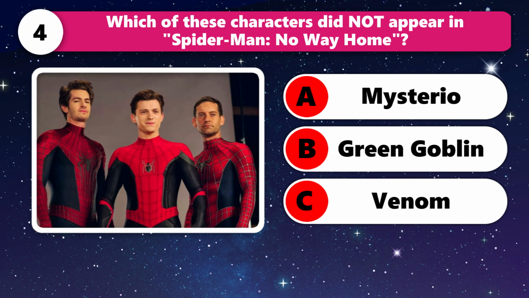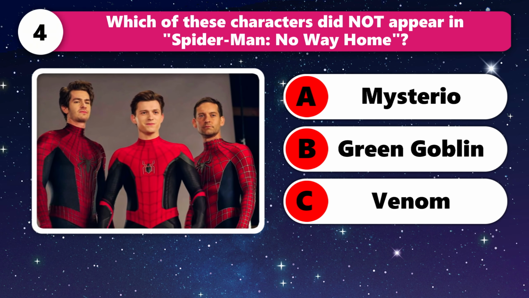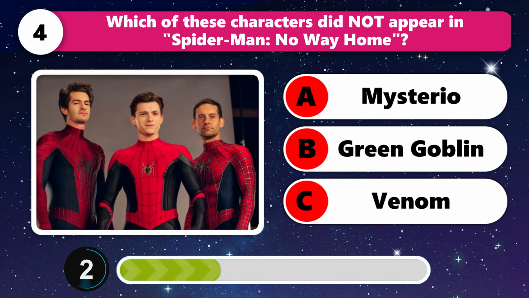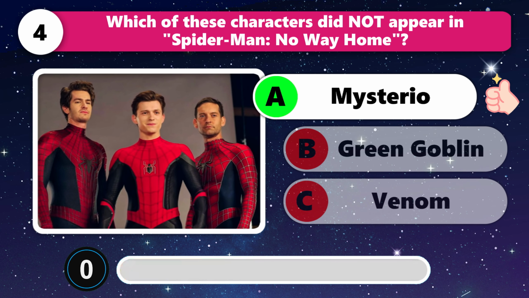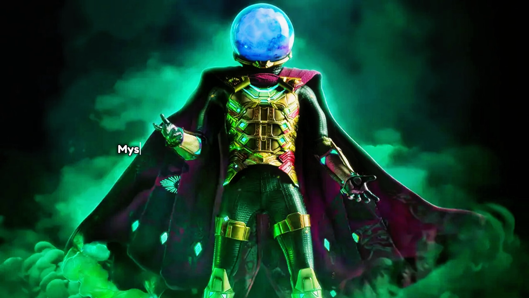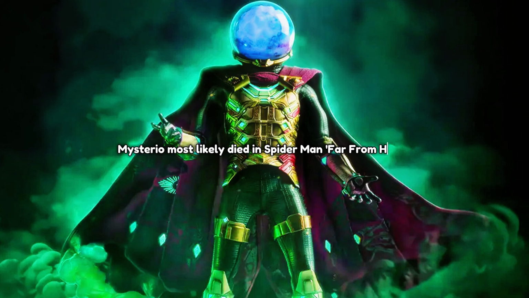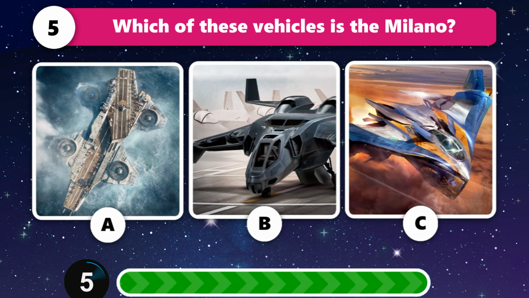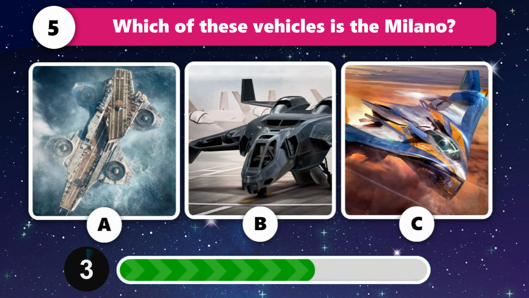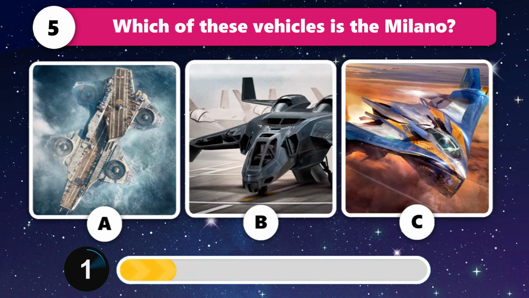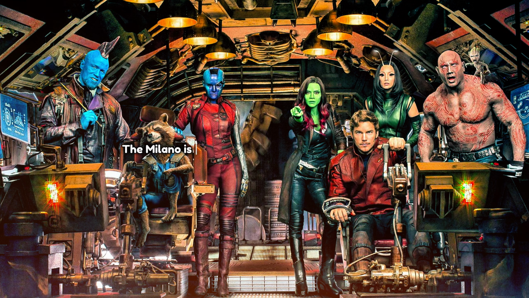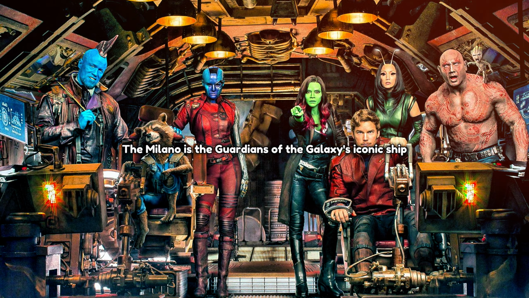Which of these characters did not appear in Spider-Man: No Way Home? Excellent work! Mysterio most likely died in Spider-Man: Far From Home. Which of these vehicles is the Milano? Spot on! The Milano is the Guardians of the Galaxy's iconic ship.